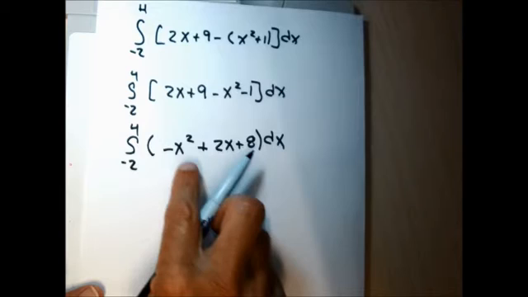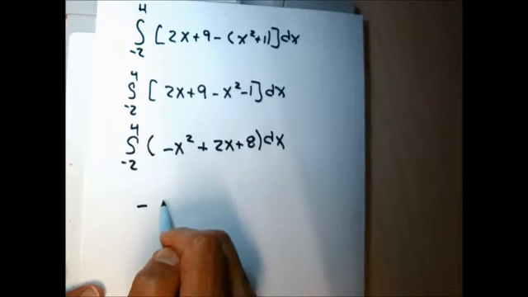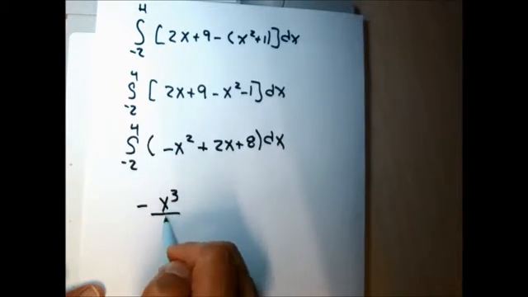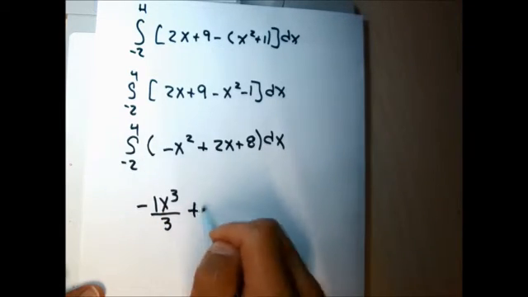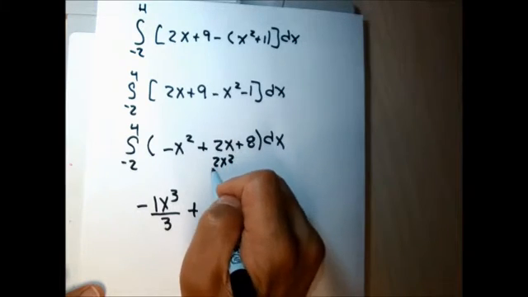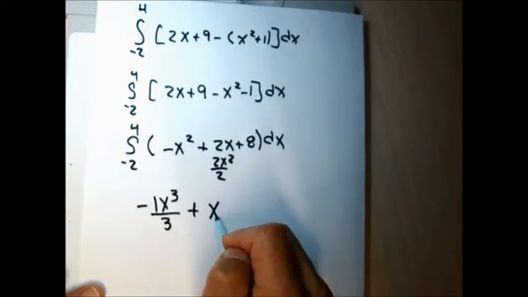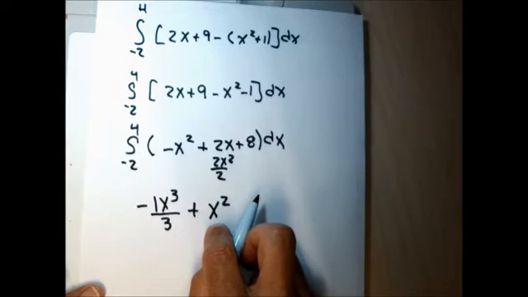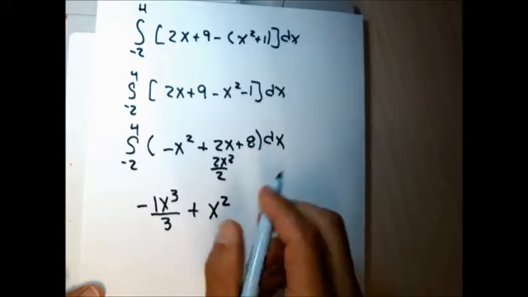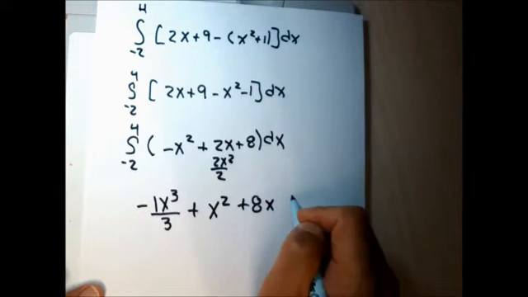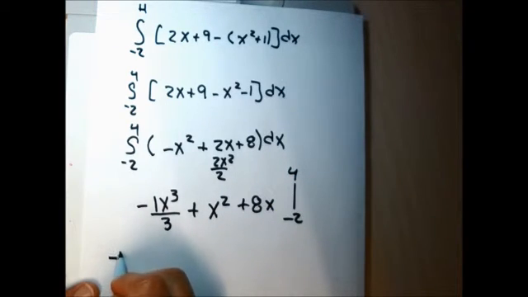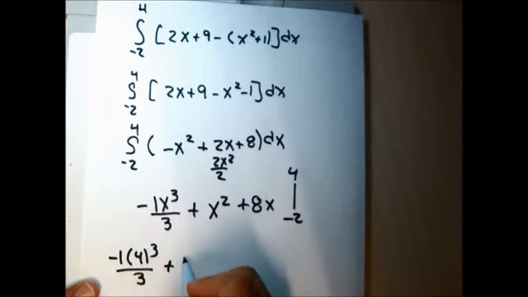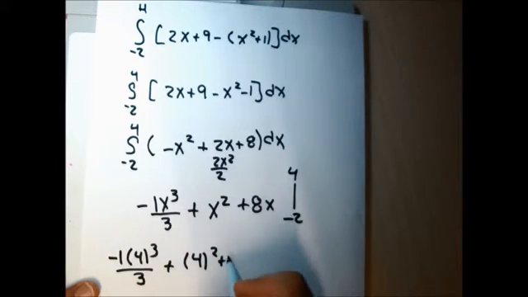Now I'm going to integrate: add 1 to the exponent, divide by the new exponent. I'm going to get -x cubed over 3. I'm going to write that 1 in there so I don't get messed up. Next one is going to be 2x squared over 2. I'm just going to write an x squared. I don't need the 1 so much because it's not negative. And then the last integral is positive 8x. That I need to evaluate from -2 to positive 4. So I need to go -1 times 4 cubed over 3 plus 4 squared plus 8 times 4.